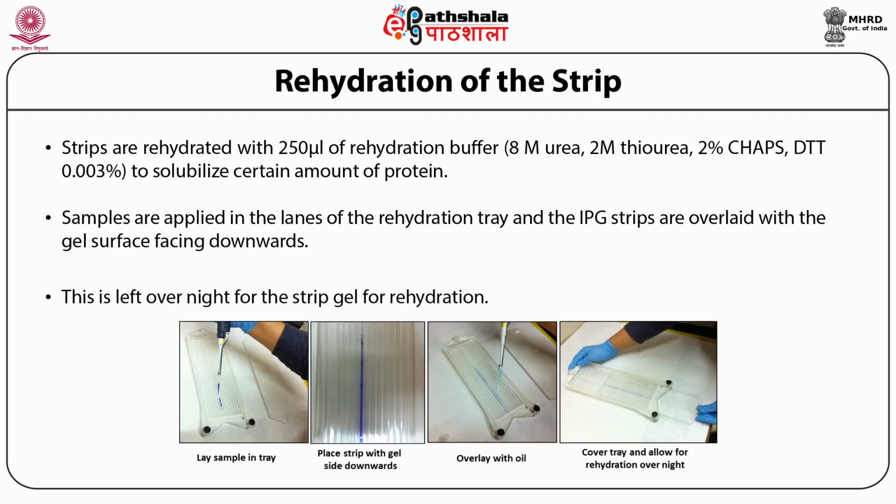This strip is left overnight, or probably for 14 hours, for the complete rehydration of the strip. The volume of the rehydration solution depends upon the length of the IPG strip and also on the amount of protein that is being taken up for the experiment. When the rehydration tray is left, it is usually overlaid with a specific type of oil, and the tray is covered to prevent any evaporation to the atmospheric air.